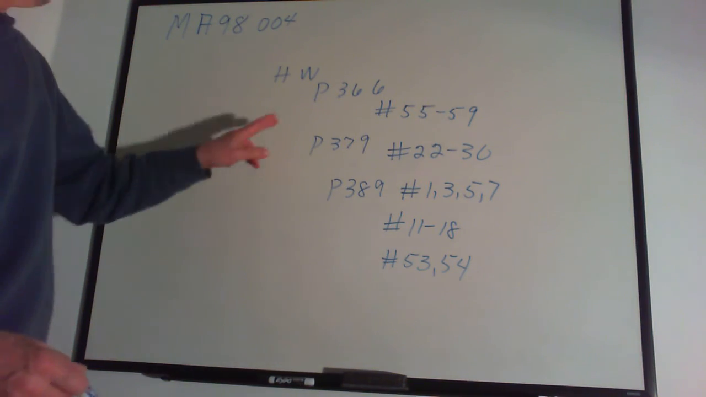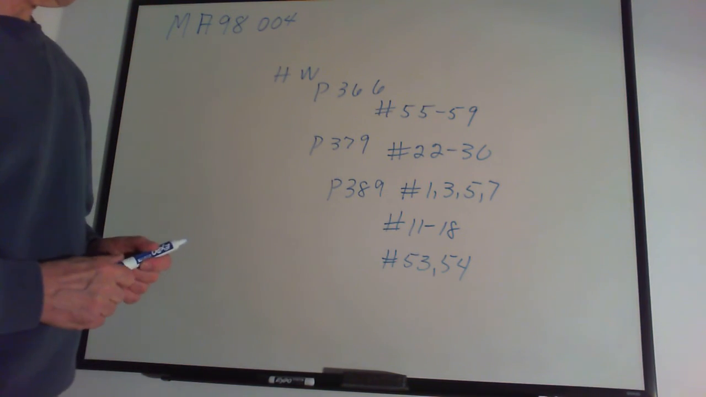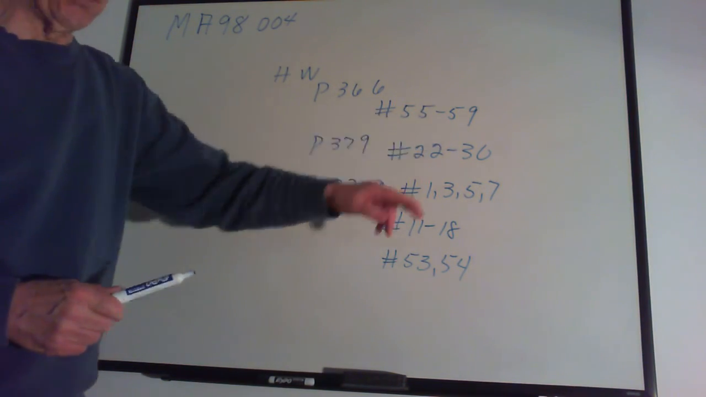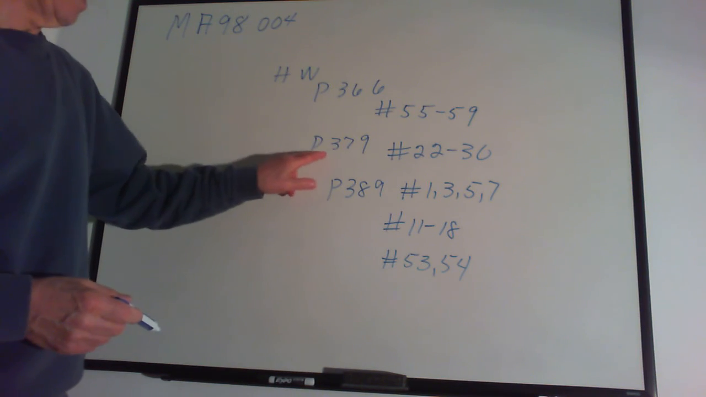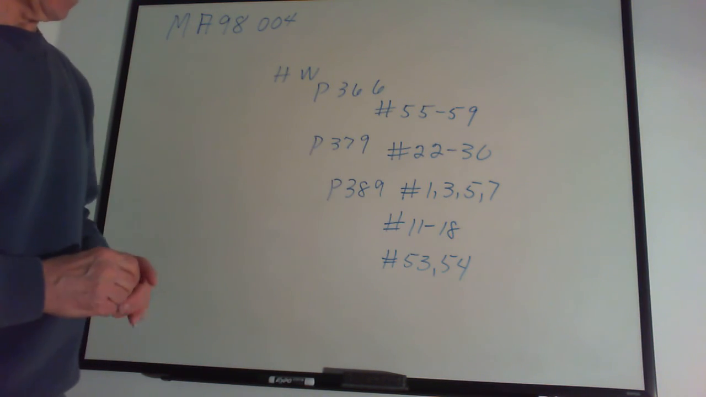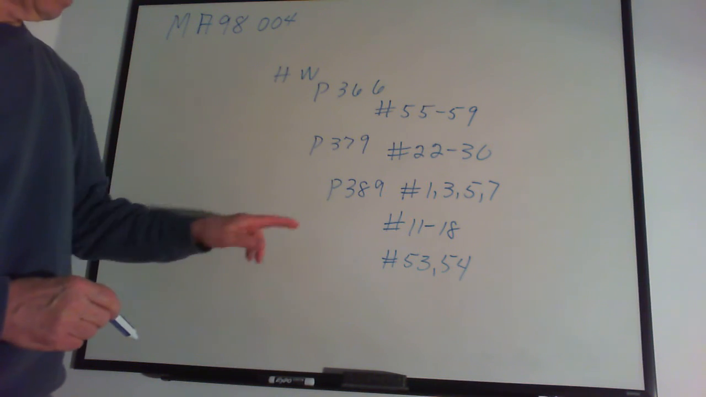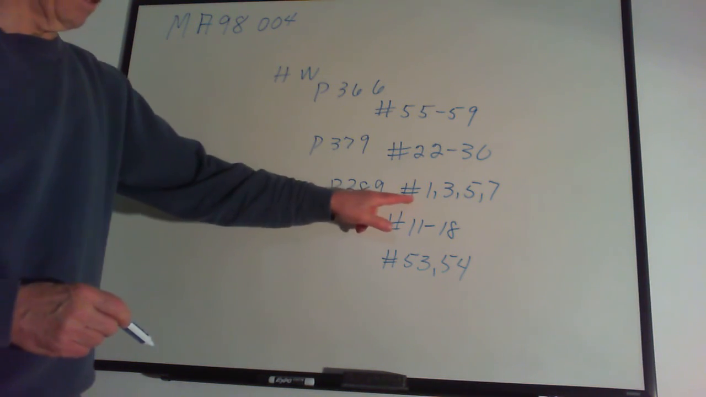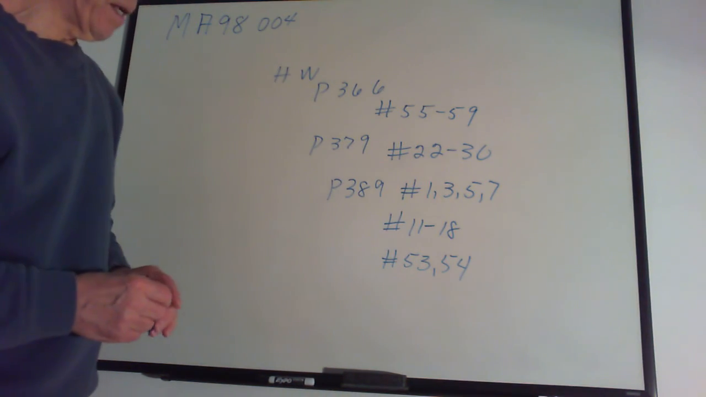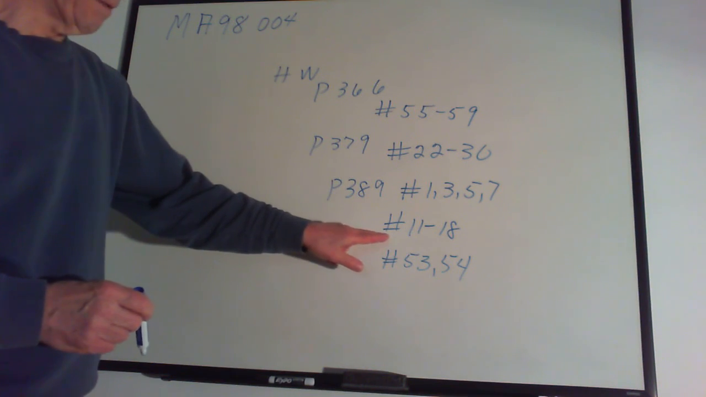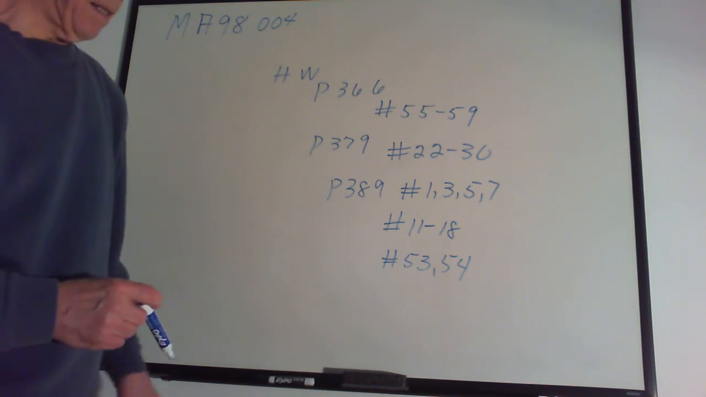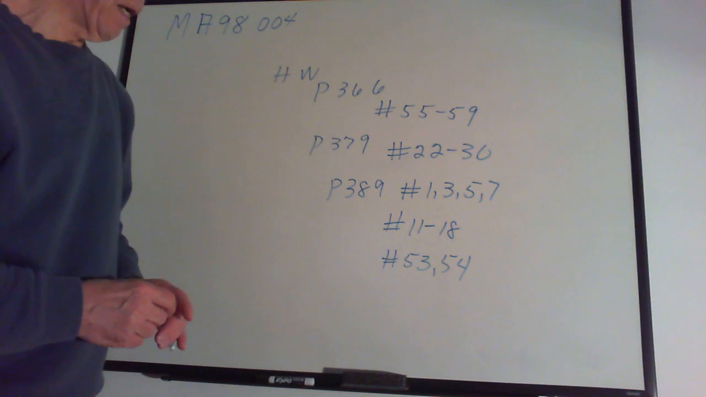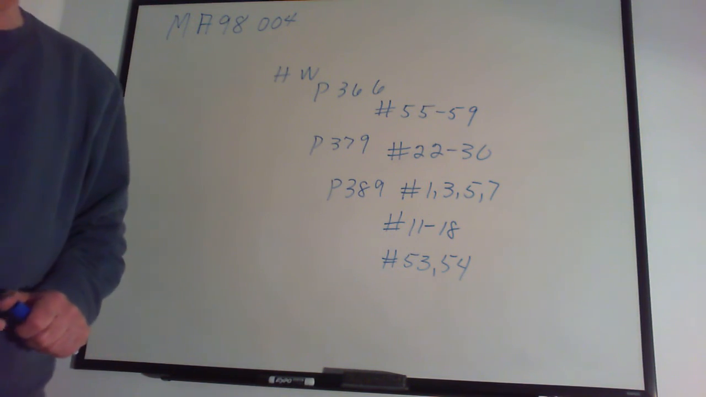Okay, your homework is page 366, numbers 55 through 59, page 379, numbers 22 through 30, page 389 is numbers 1, 3, 5, and 7, and numbers 11 through 18, and numbers 53 and 54.